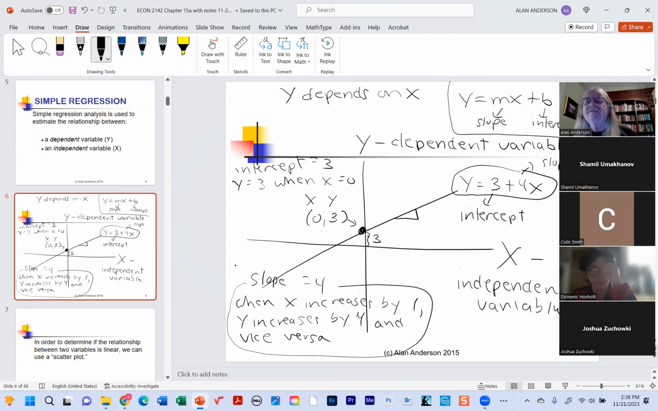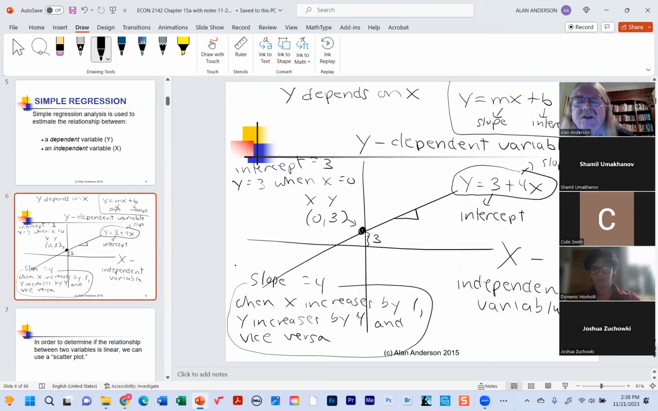Okay, now the intercept is 3, but the slope is what we're really interested in, at least in regression analysis. The slope here is 4, which tells me that every time x increases by 1, y increases by 4, and vice versa. If x goes down by 1, y goes down by 4. So there's nothing new here.